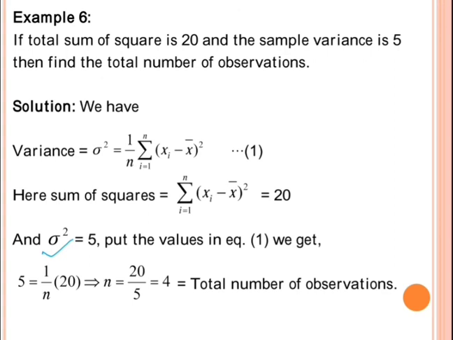Now we know that variance, sigma square, is 1 upon n summation (xi minus x bar) whole square. We will put these values in equation 1. Sigma square is 5, 1 upon n stays as it is, and the value given to us is 20. So n will be equal to 20 upon 5 by cross multiplication. So n equals 20 by 5, which is equal to 4. So the total number of observations is 4.